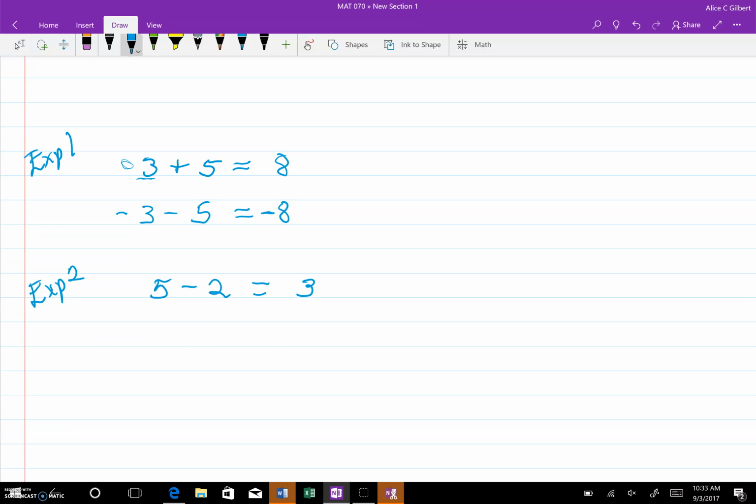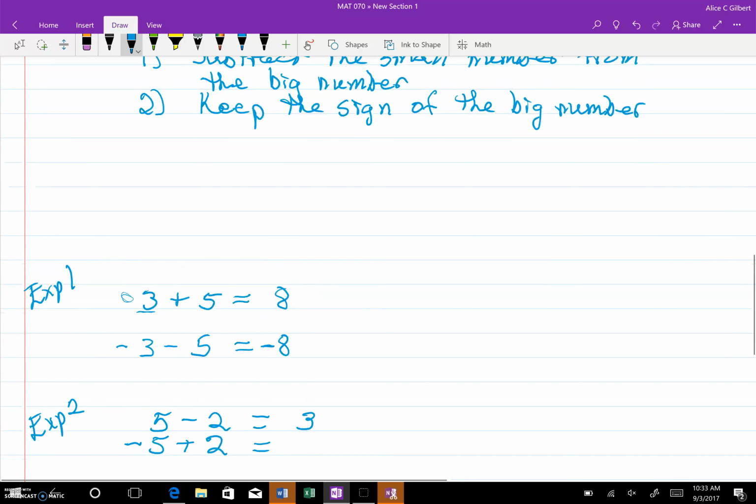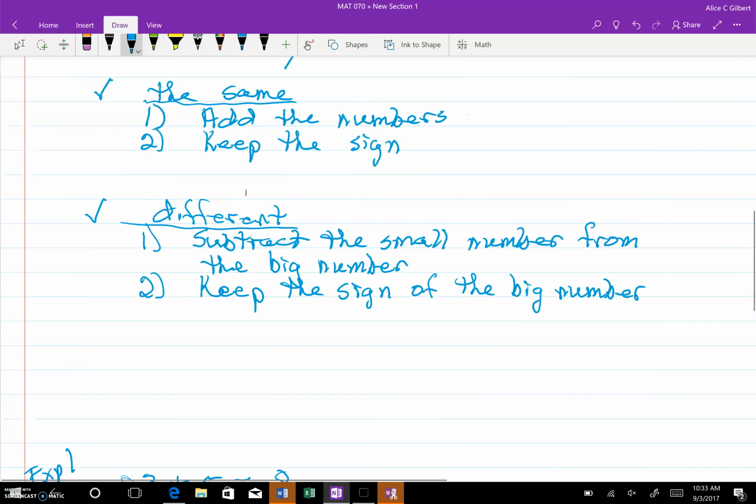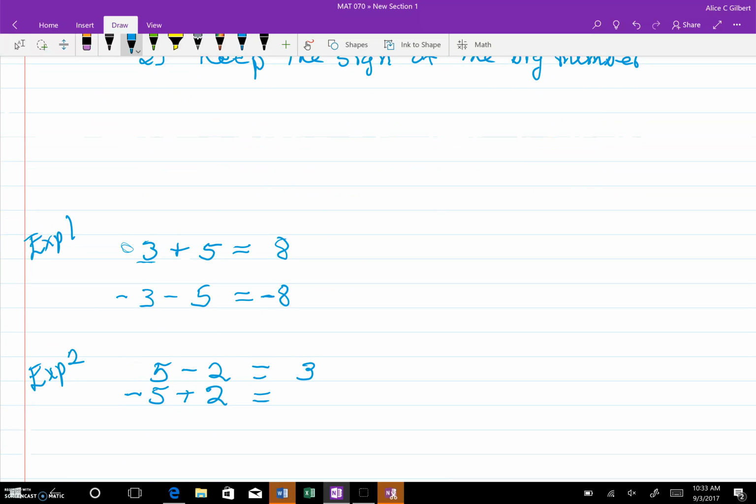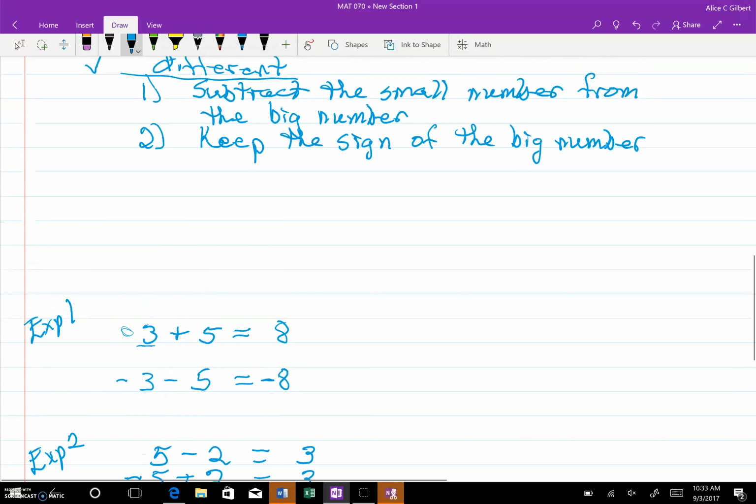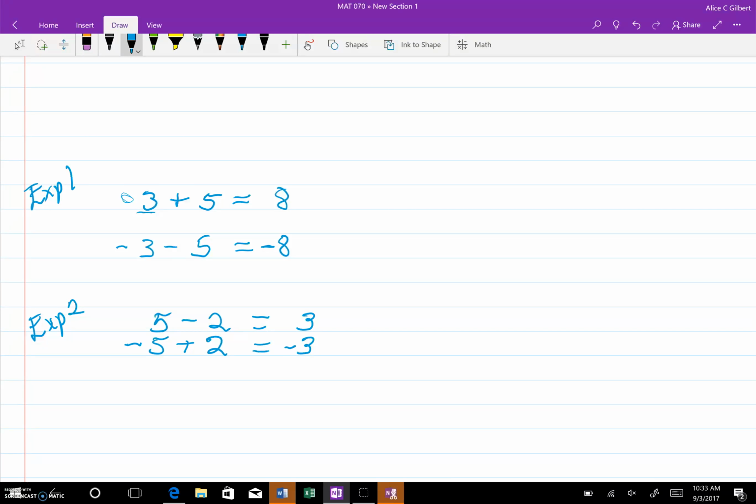Cool, huh? What if we have 5 plus 2? This is an addition problem whose signs are different. So again, we subtract the small number from the big number, so 5 minus 2 is 3. And then it says keep the sign of the big number, and there we have our answer. That's it. We're done. That's all you need to do, guys.